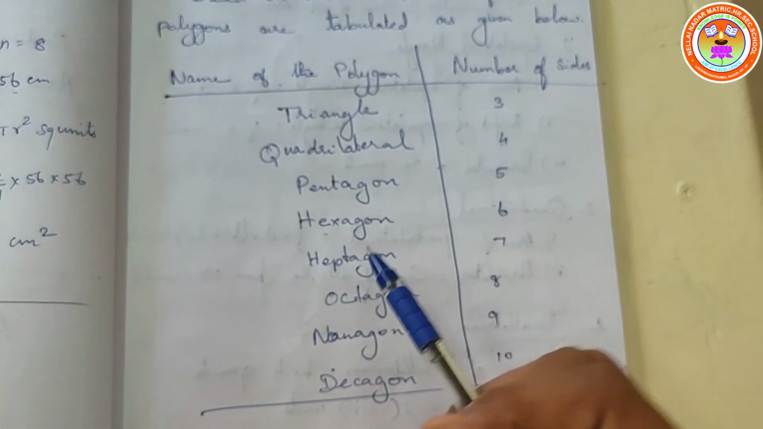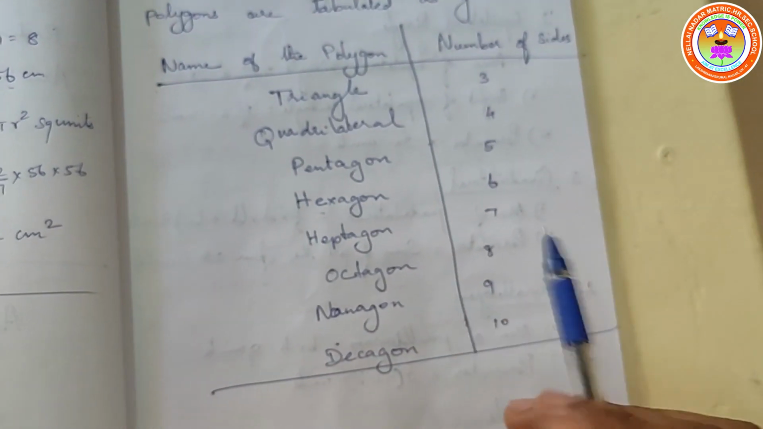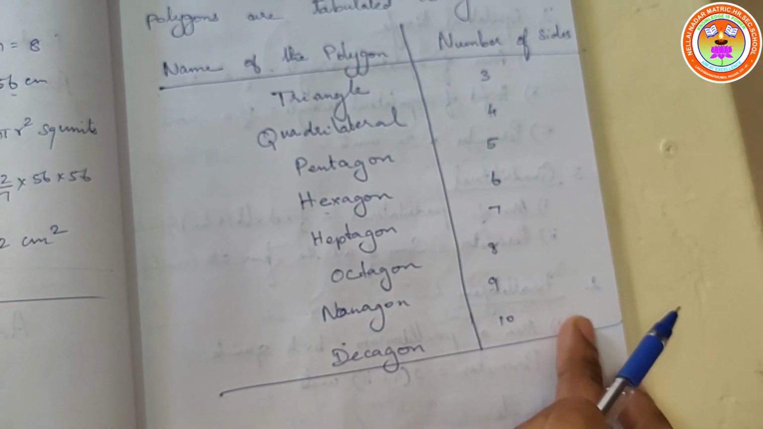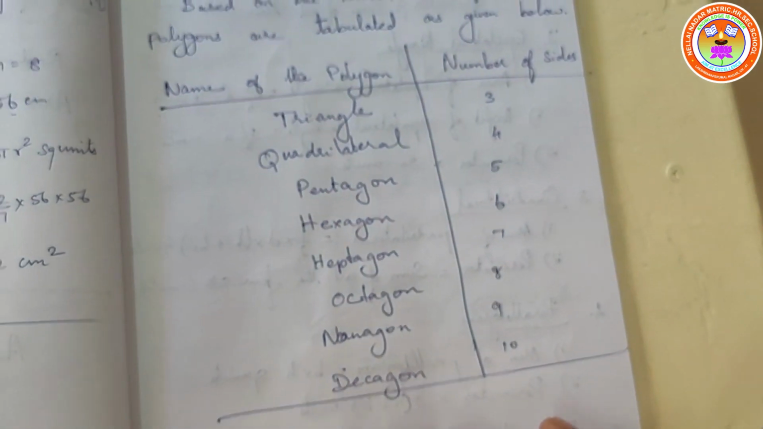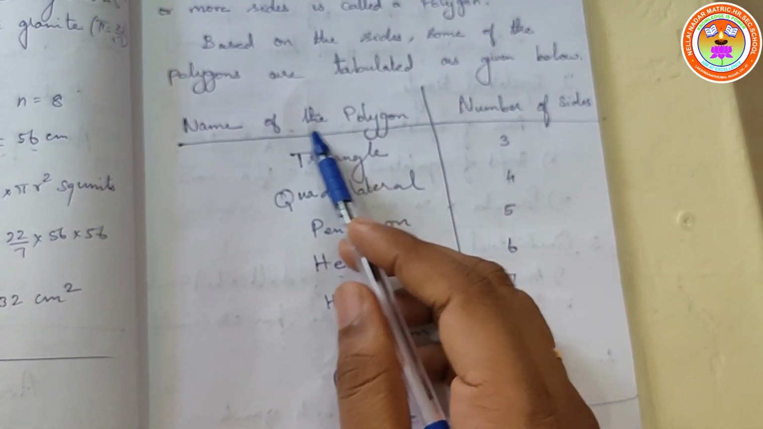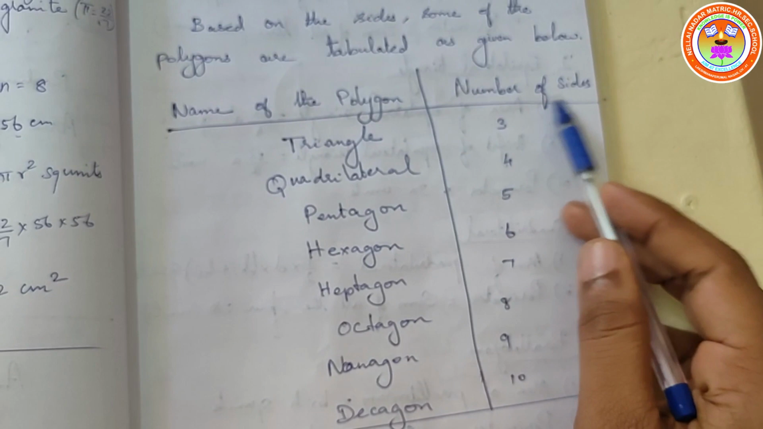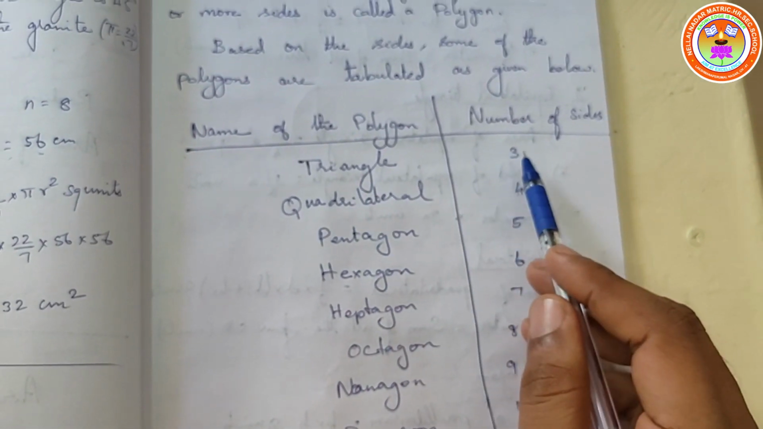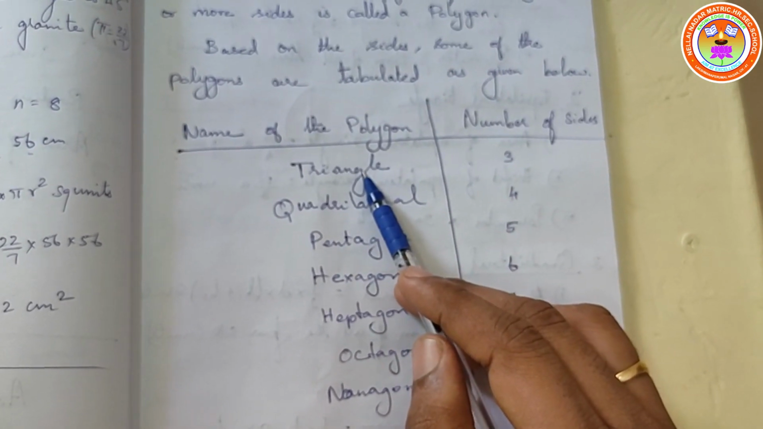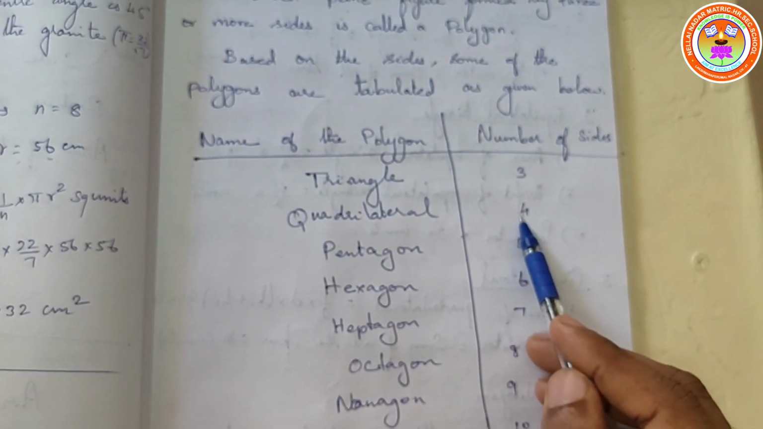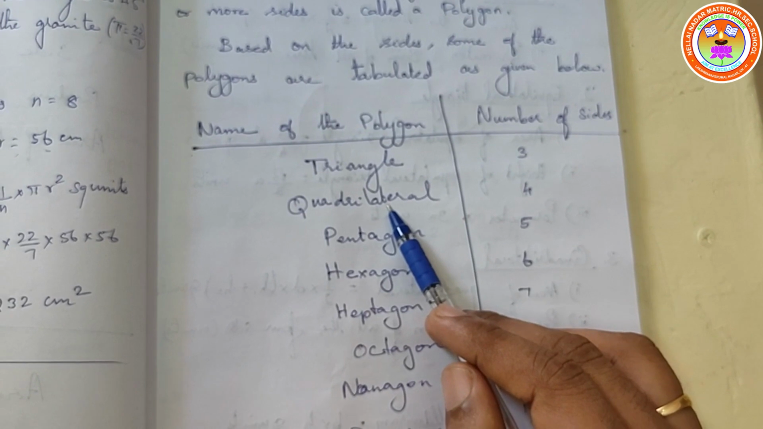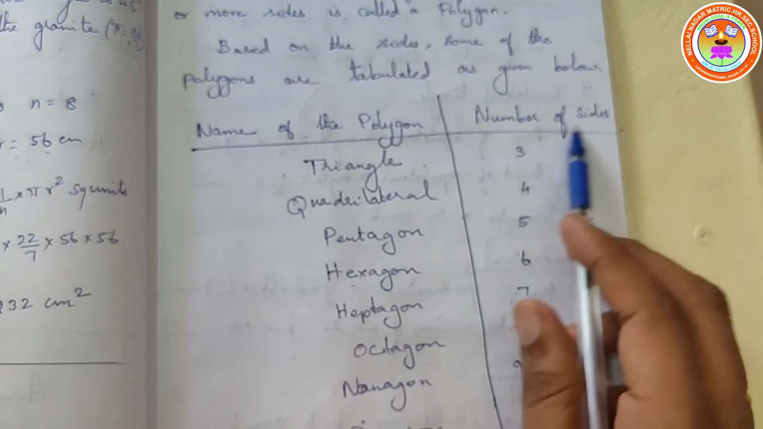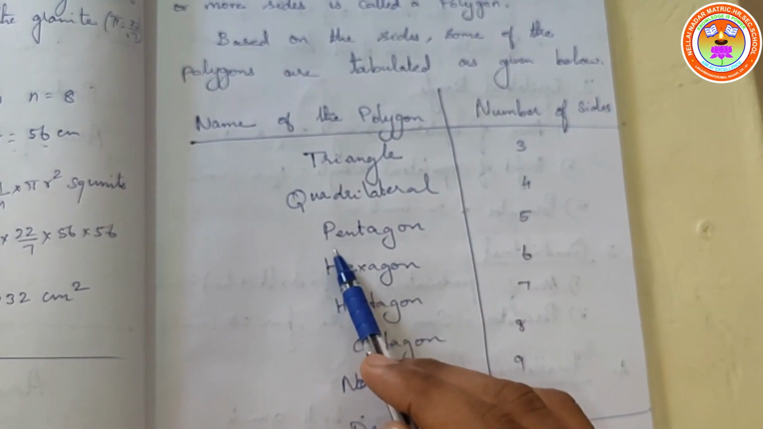You can see this in the book, but it is in a different order. I wrote in this order. You can write in this way itself. Name of the polygon, number of sides. Triangle, how many sides are there? 3 sides. So the polygon with 3 sides is called a triangle. The polygon with 4 sides is called a quadrilateral. Very good. So a quadrilateral consists of 4 sides.